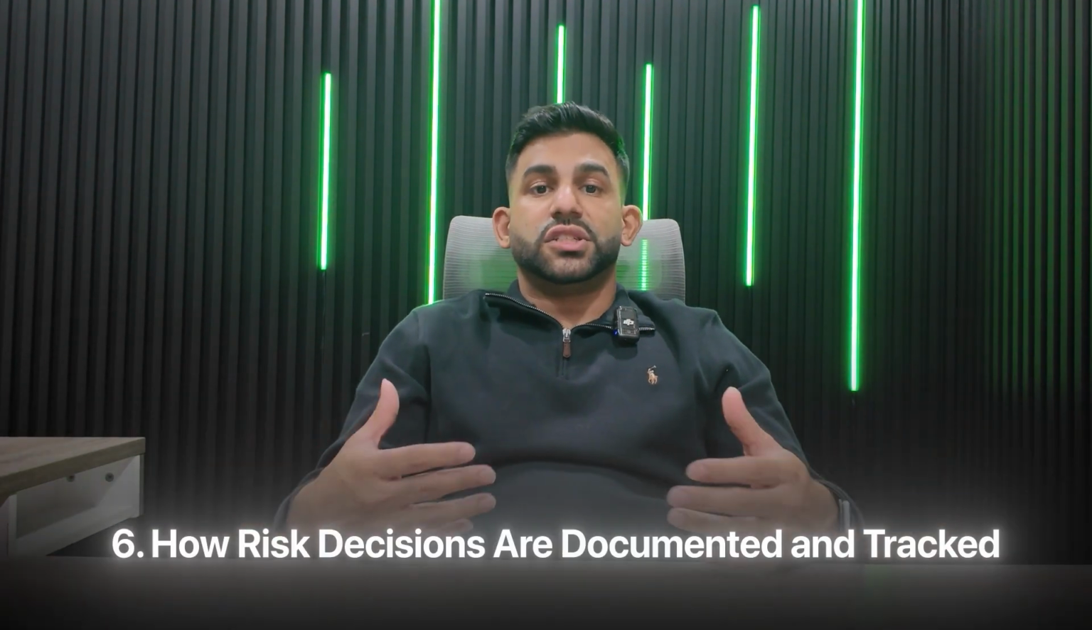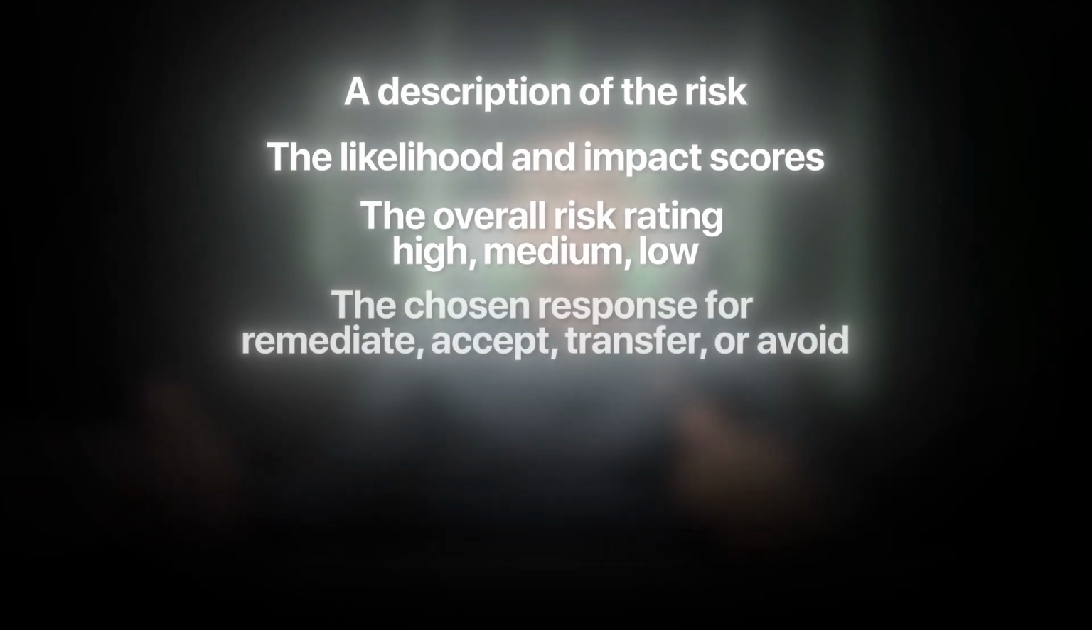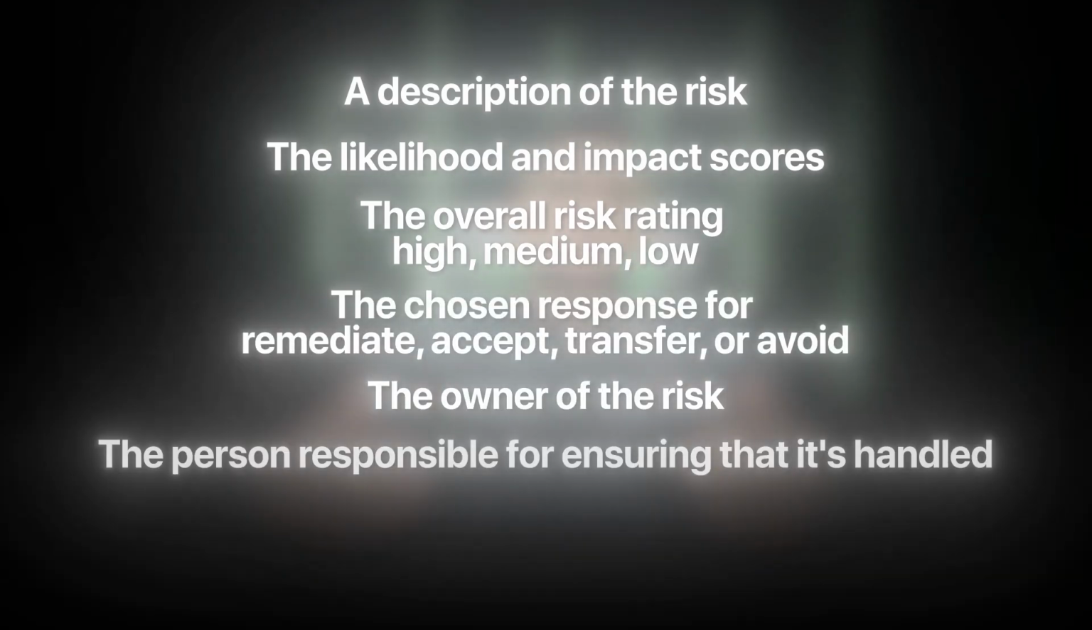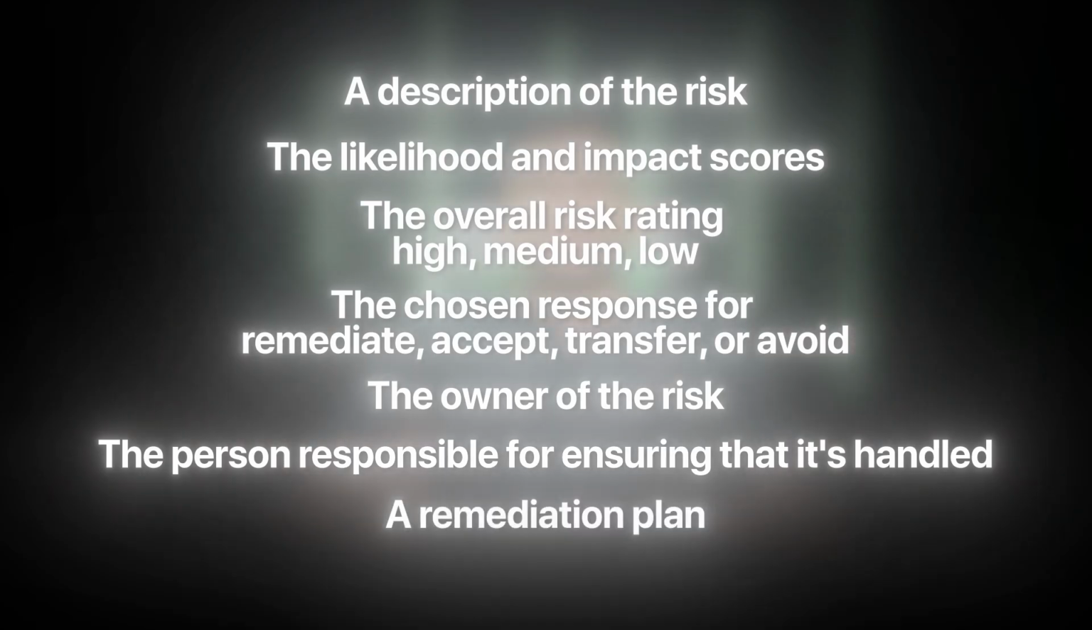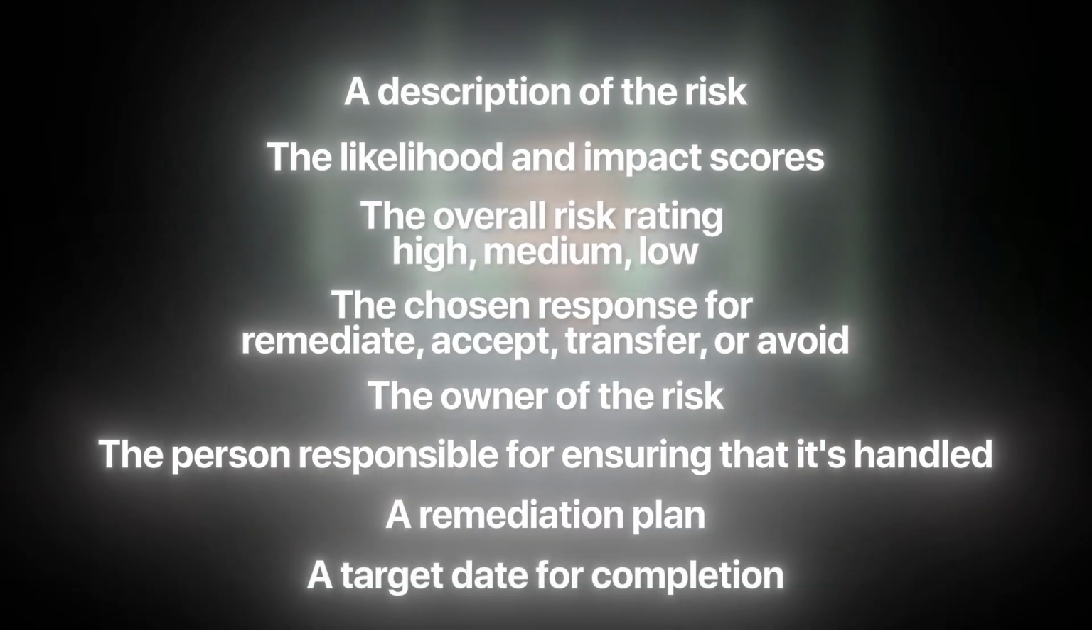6. How risk decisions are documented and tracked. Documentation is critical. Every step of the risk management process is recorded in the risk register. For each identified risk, the register will also include: a description of the risk, the likelihood and impact scores, the overall risk rating (high, medium, low), the chosen response (remediate, accept, transfer, or avoid), the owner of the risk, the person responsible for ensuring that it's handled, a remediation plan, and a target date for completion.